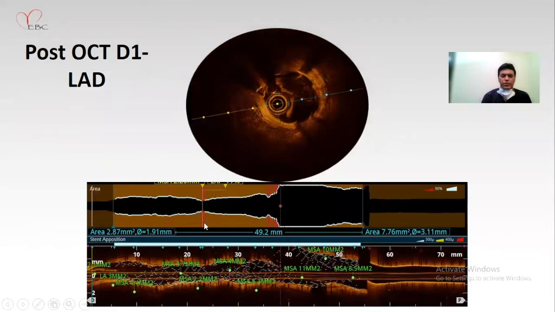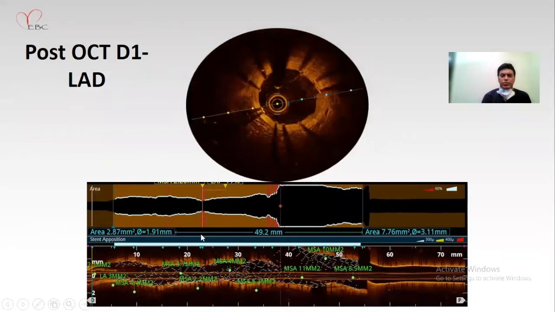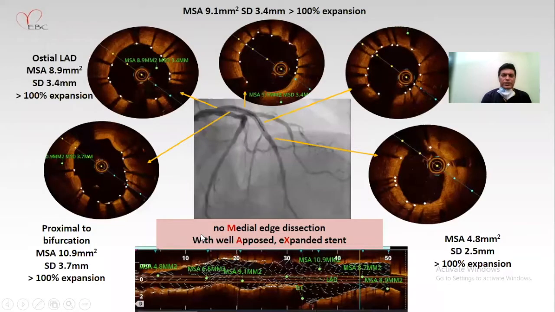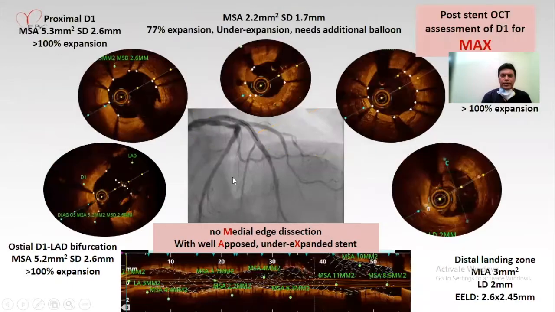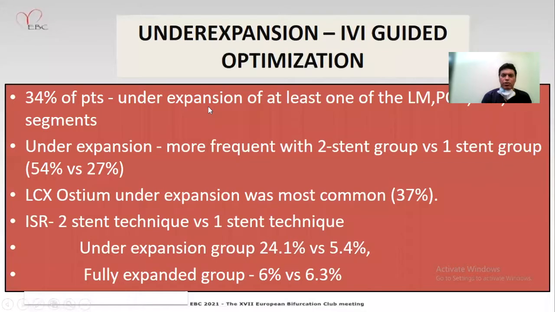You can see in the mid portion there is significant under-expansion, about 77% only. And you can see very clearly the LAD expansion is very beautiful and nicely expanded. And you see the diagonal stent is not expanded in the mid portion. Then again, we took the 2.75. We gave high pressure prolonged inflations because under-expansion is associated with a high rate of restenosis.